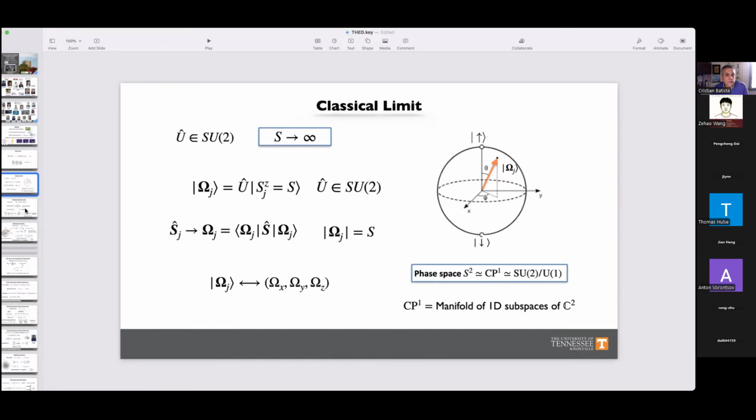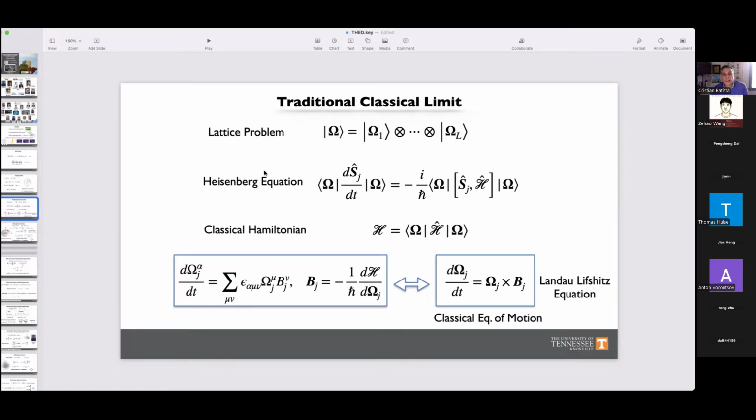Good. So once we have that defined in that way, then we can extend the coherent states to the lattice, right? When we have a lattice of spins, the coherent states are simply the direct products of these coherent states of each spin. And if we want to derive the classical equation of motion, we simply use the quantum mechanical equation of motion, that is the Heisenberg equation, and then take the expectation value on both sides on these coherent states, right? When we do that, we introduce a classical Hamiltonian that is simply obtained by taking the expectation value of the quantum mechanical Hamiltonian in these coherent states.